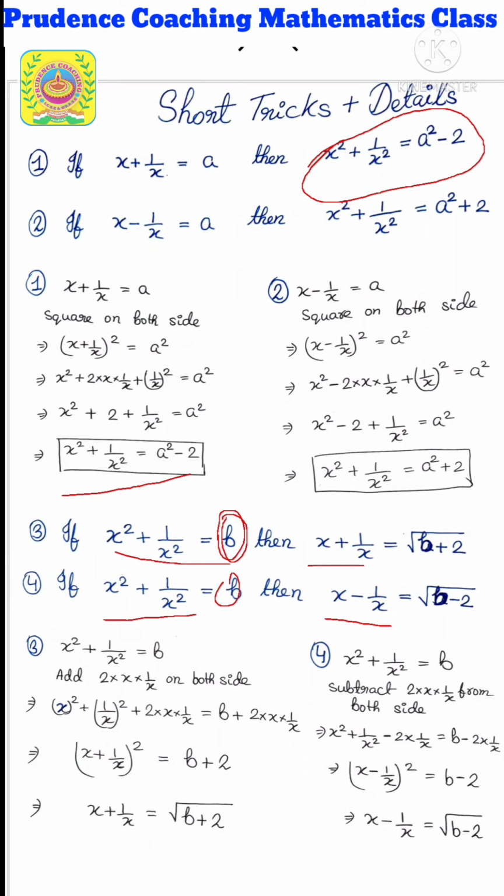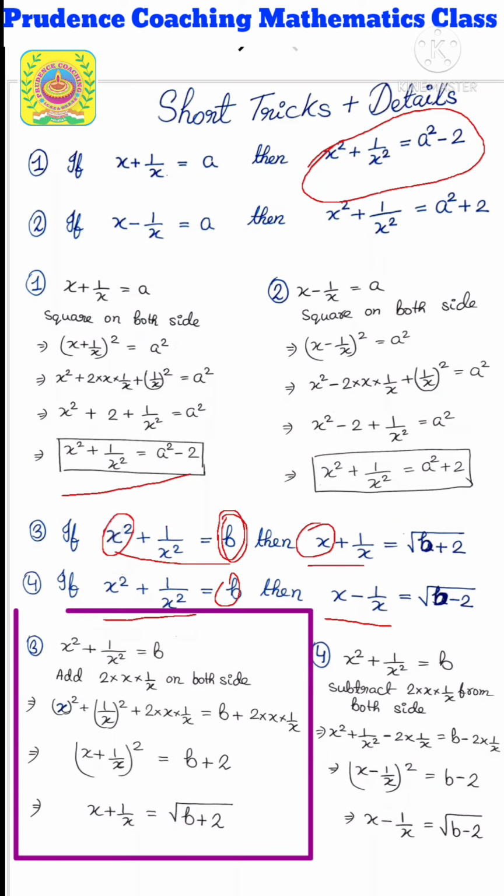So let's start. Here, as you can see, we have been given x square plus 1 by x square equals b, but here the power of x is 1, and in the given thing the power of x is 2. So we will do the back calculation. For that, we add plus 2 into x into 1 by x on both sides, then we can apply the formula of x plus 1 by x the whole square. So here we are adding plus 2x into 1 by x on both sides.